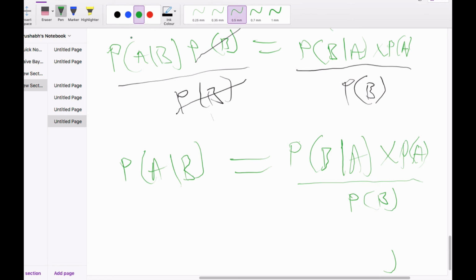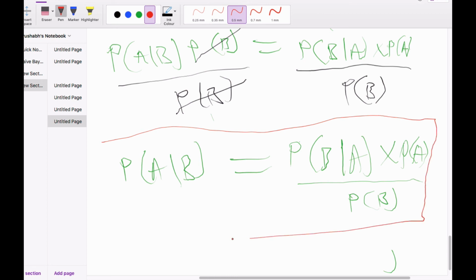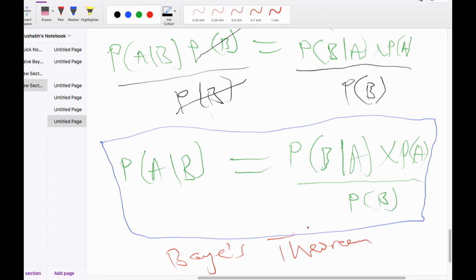All right, this is what we refer to as the Bayes theorem, and this is what the naive Bayes is based on. It's nothing but the Bayes theorem, and this is what naive Bayes is basically based on.